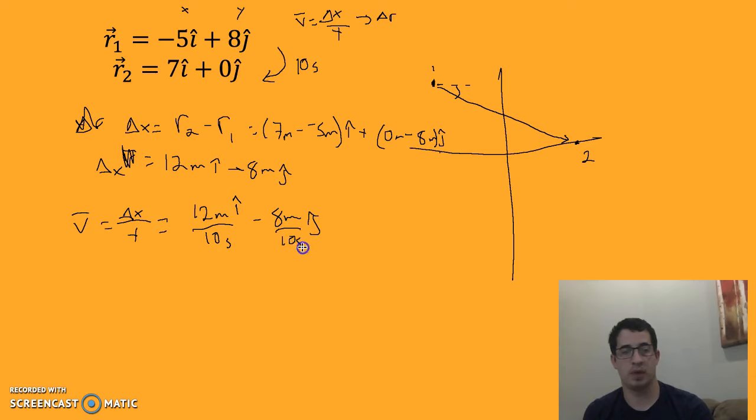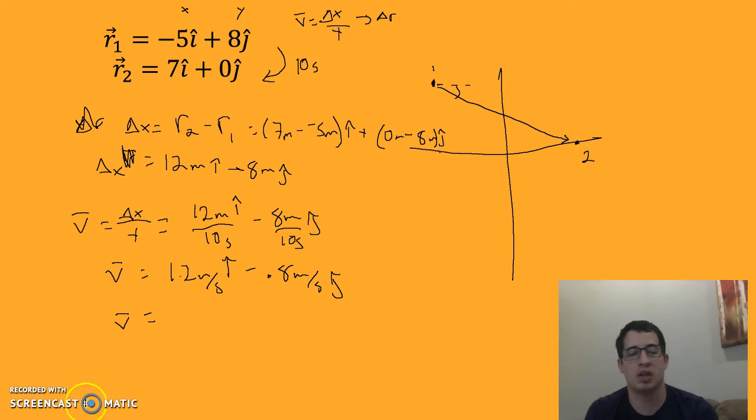Okay, just like that. And so we get an average velocity vector of 1.2 meters per second i minus 0.8 meters per second j. Okay, the last thing, we're going to actually take that average velocity and write it in magnitude-direction notation. So I'll have you go ahead and do that real quick.